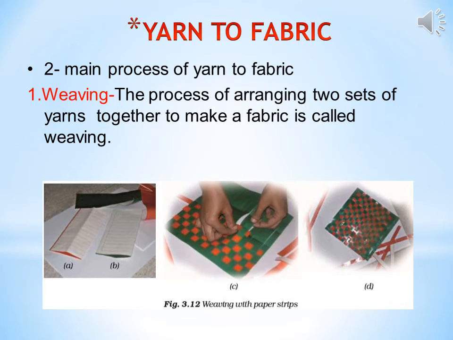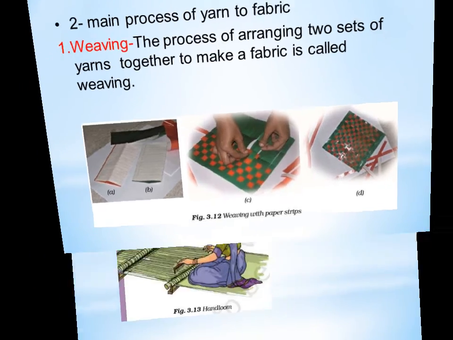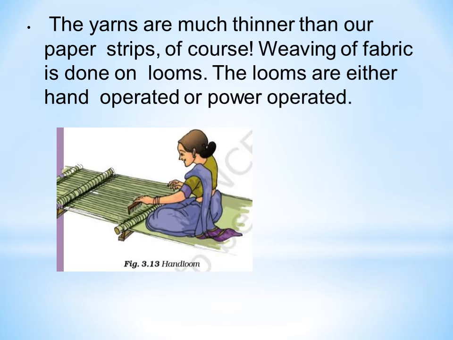Now let us see how this yarn is changed into a fabric. There are two main processes involved in changing the yarn into fabric. Weaving is one of the major processes. It is a process of arranging two sets of yarns together to make a fabric. The yarns are much thinner than our paper strips. Weaving of fabric is done on looms. The looms are either hand operated or power operated by machines.